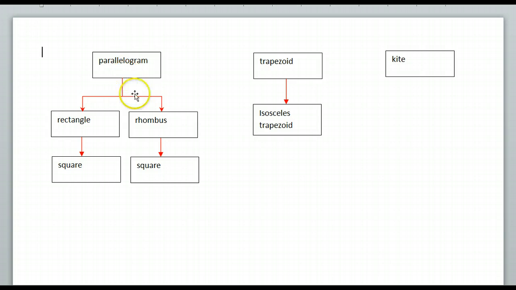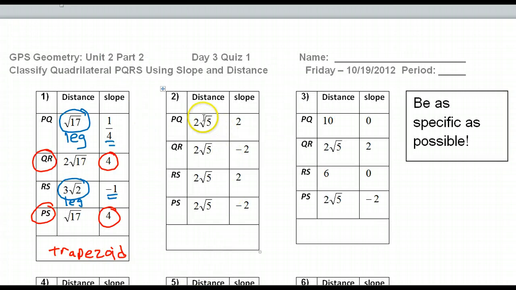Okay, it's going to be one of these, but I got to be real careful. So it's a parallelogram. Next, we look down and decide, okay, is it a rectangle or a rhombus? Let's start with rhombus. Looking at these lengths, do you think this is a rhombus?